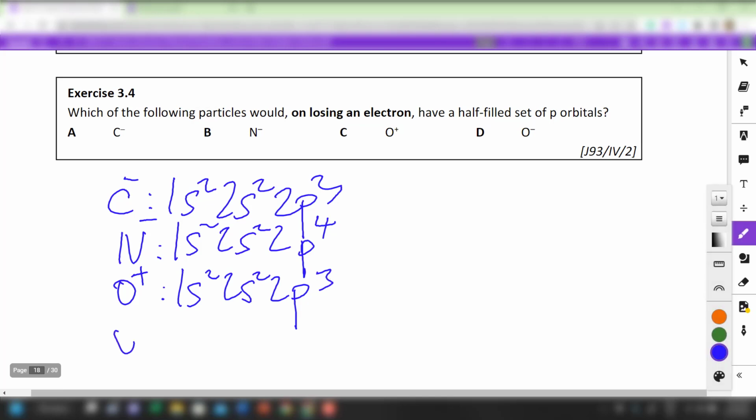Okay, and then of course I need to write for O minus, that will be 1s2, 2s2, 2p5. Okay, now what I'm going to do is I'm going to remove an electron.